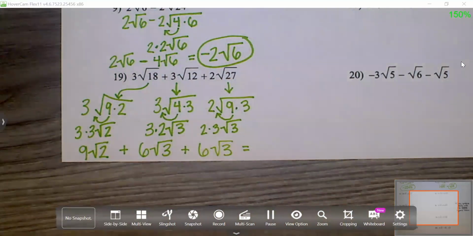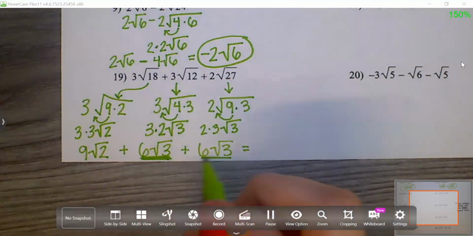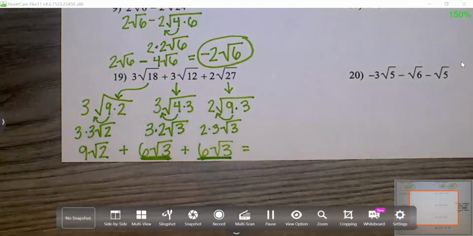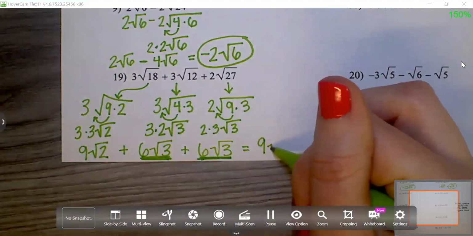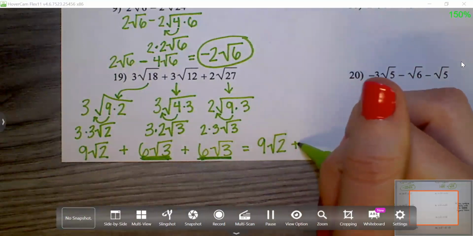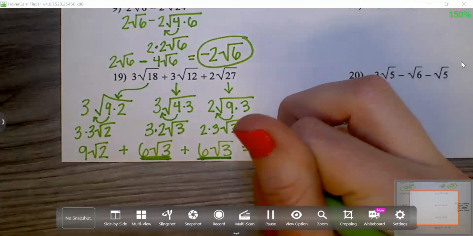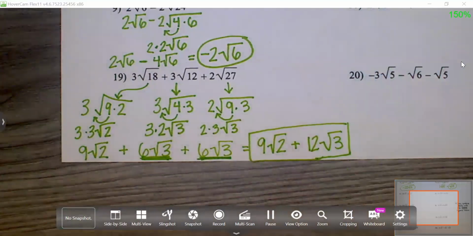And this last part here, I'm going to add together the things that are like terms. My like terms are 6 root 3 and 6 root 3. This one cannot be combined together. So my final answer for this is 9 root 2 plus 12 root 3. That is my final answer. That is as simplified as it gets.